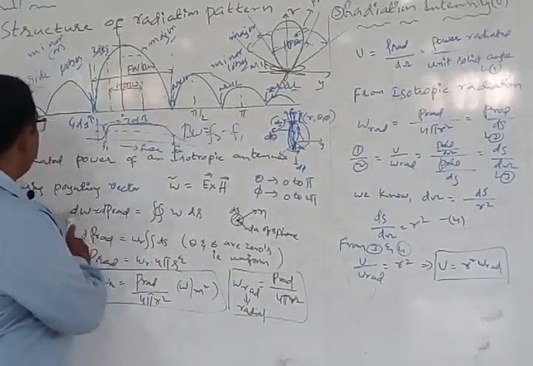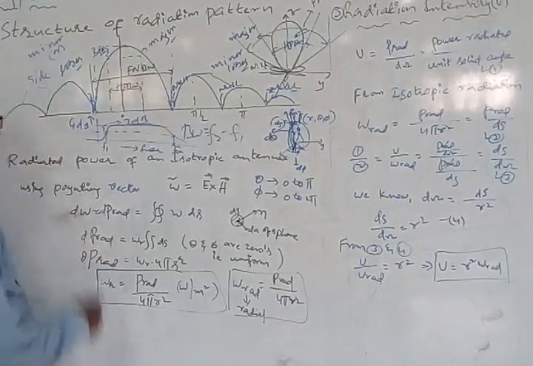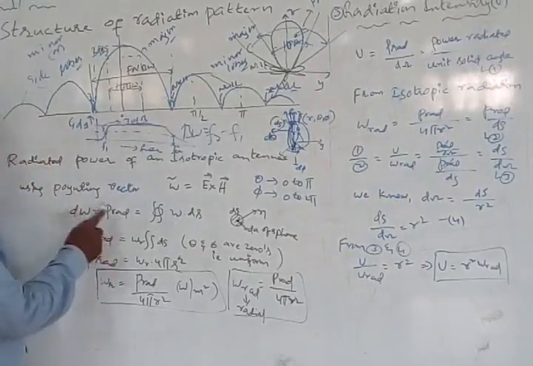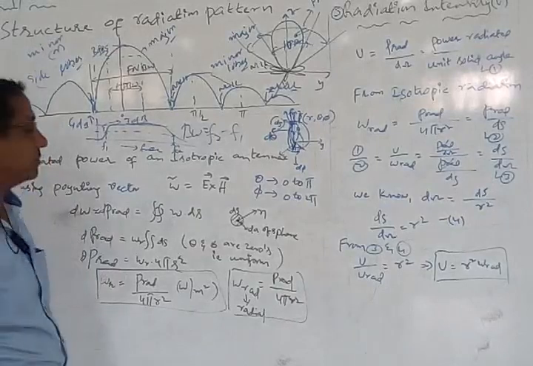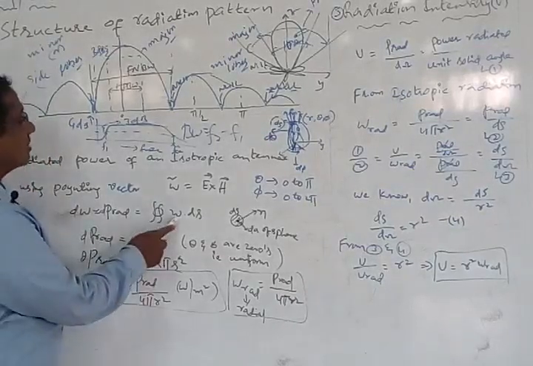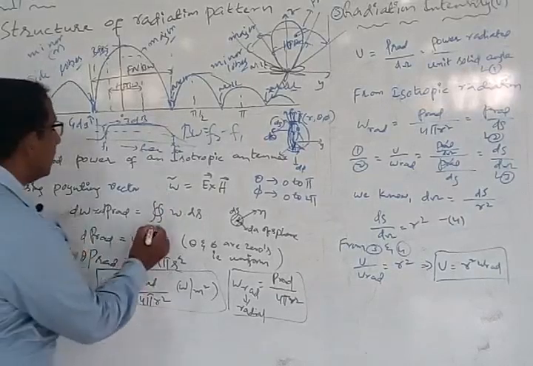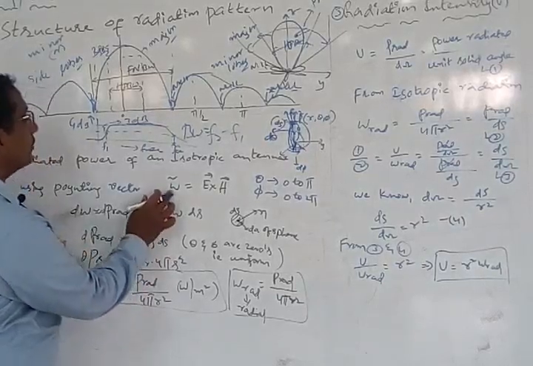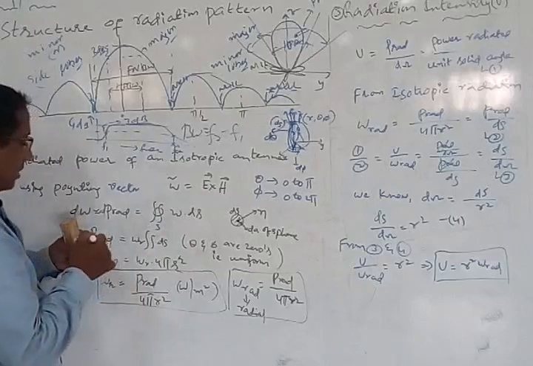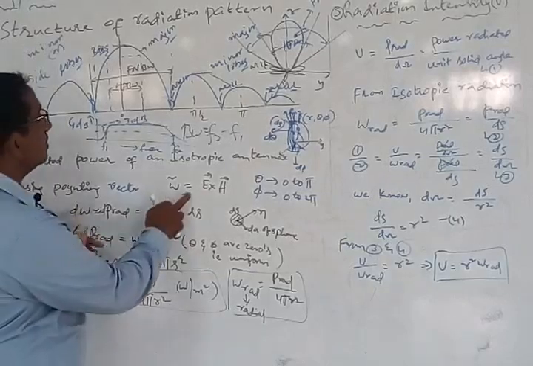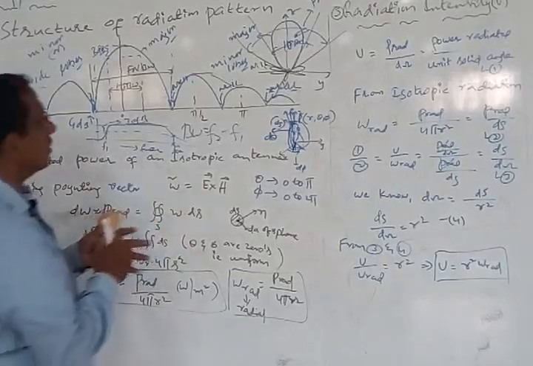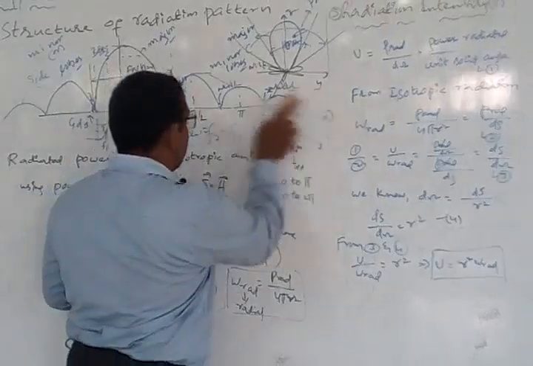Now the differential power radiated by a transmitting antenna is equal to the closed surface integral. When you find the closed surface integral, this equation is the radial one. What is the meaning of radial that we are talking about?